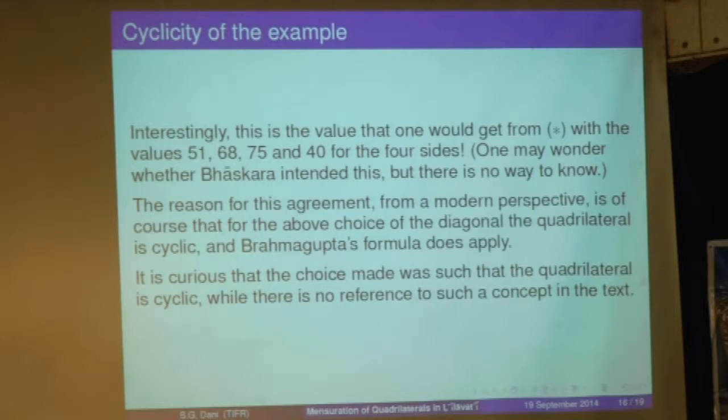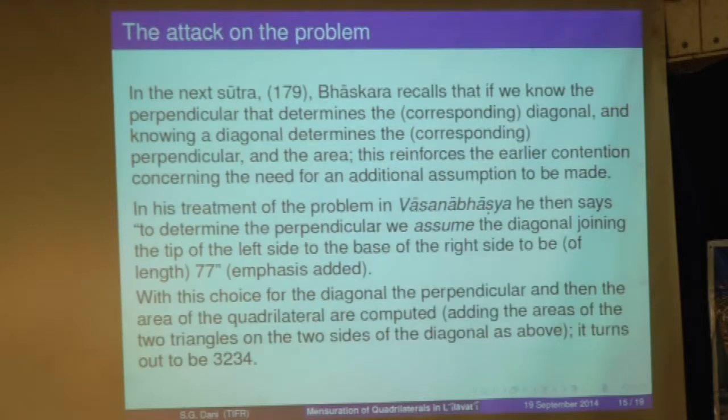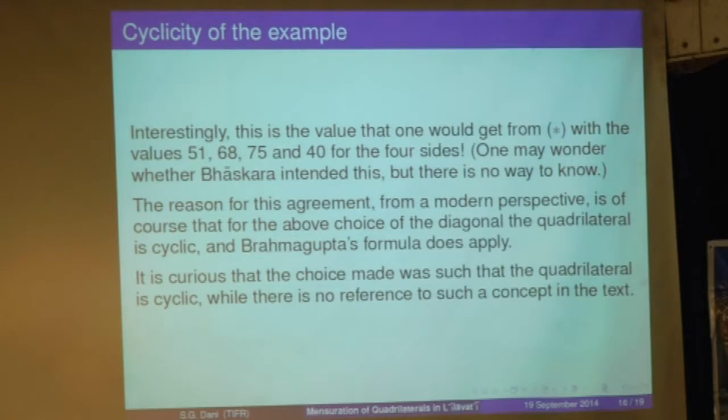Okay, so now the interesting thing is that this is the value that you would get with the formula star. That value that we saw is exactly the value you would get for the given values, and the reason is not surprising, because when the diagonal is 77, the quadrilateral becomes cyclic. So the formula is applicable, and therefore it coincides.